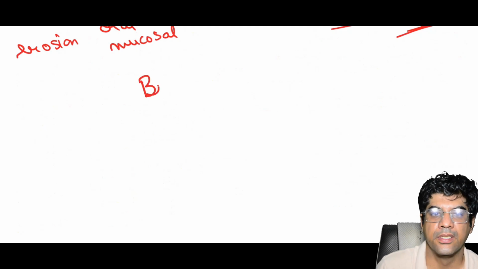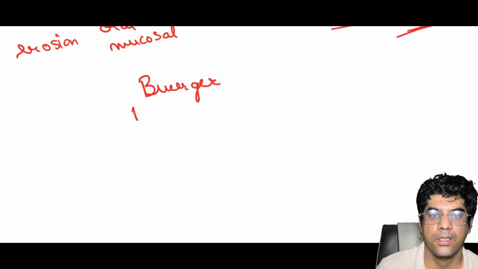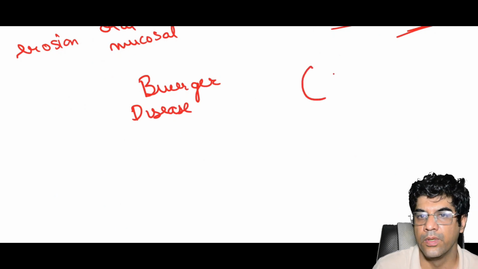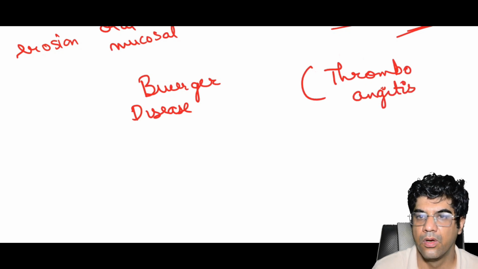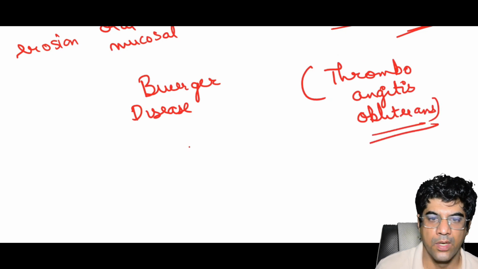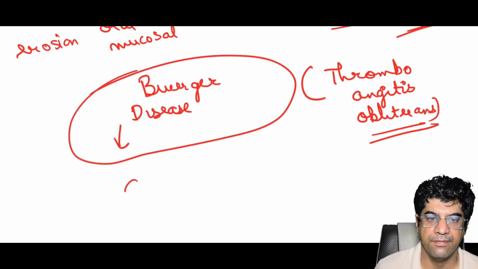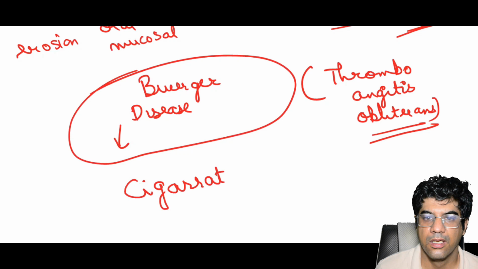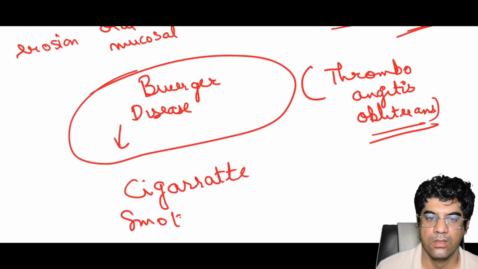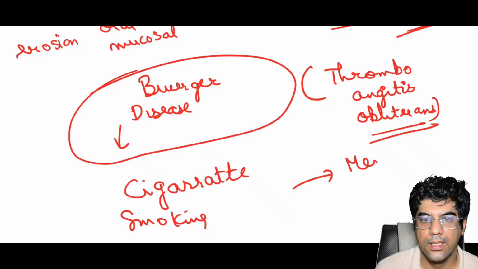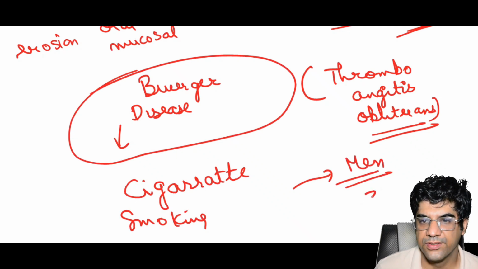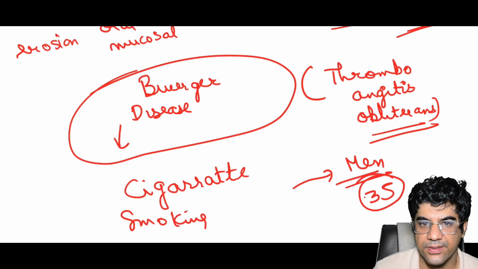The other condition is Buerger's disease, that is also known as thromboangiitis obliterans. So it is a vascular disorder, remember, that affects the small and medium sized arteries. This disease is associated with cigarette smoking. So it is more seen in men who are smokers, and it occurs by the age of 35 years.